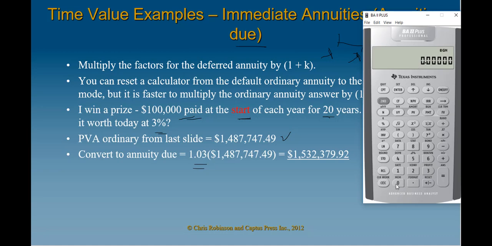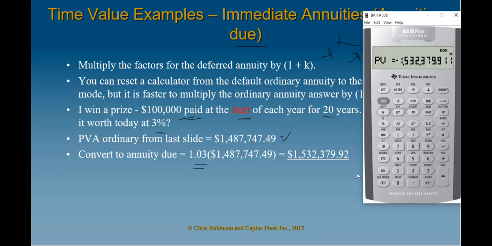So now if we do the same entries, 0 is our future value, and we're getting 100,000 a year for 20 years. So I type in 100,000, oops, one too many zeros, and it's money into my pocket, so I'm using a positive sign. That's my payment. And the interest rate is 3%, so 3 IY, and 20 is the number of years, 20N. And we hit compute present value, and we can see we've got 1,532,379, and in this case, 91 cents.